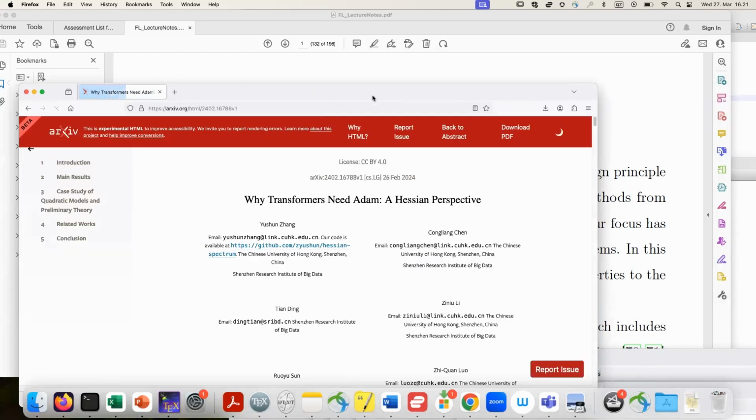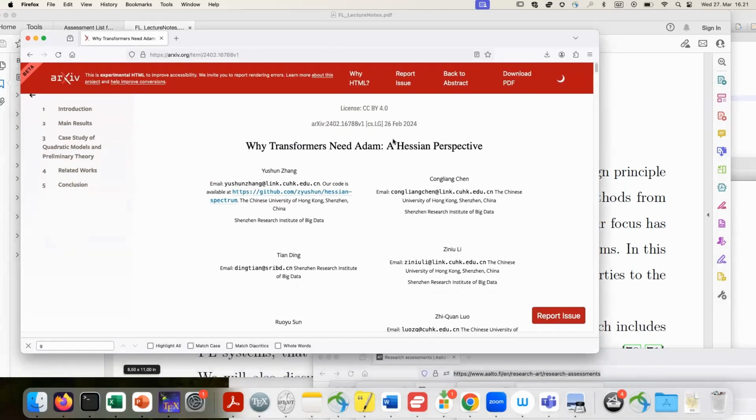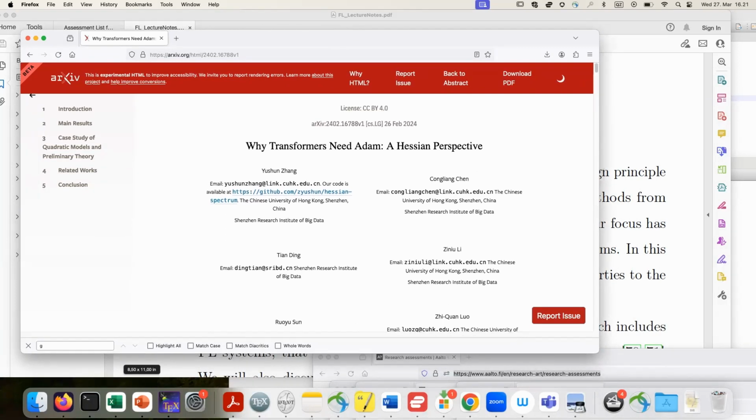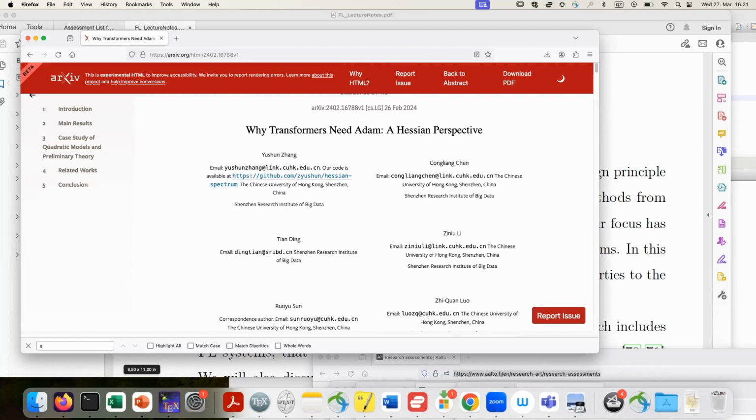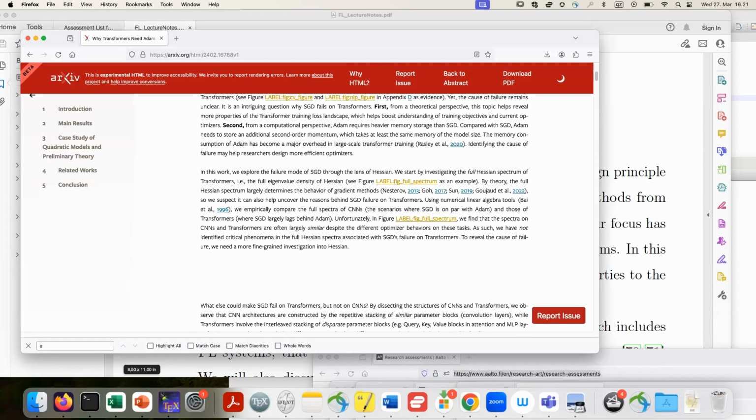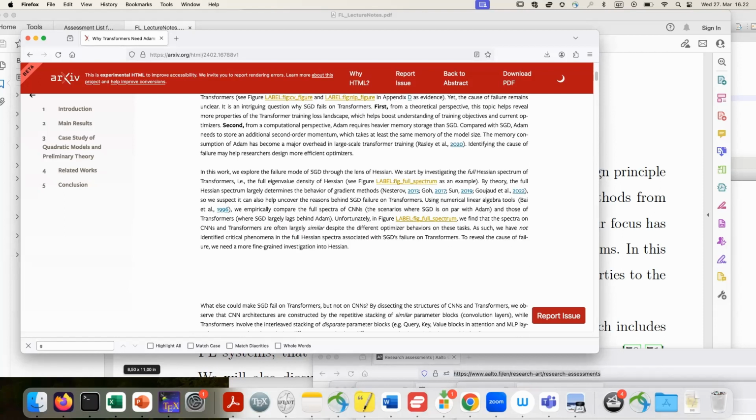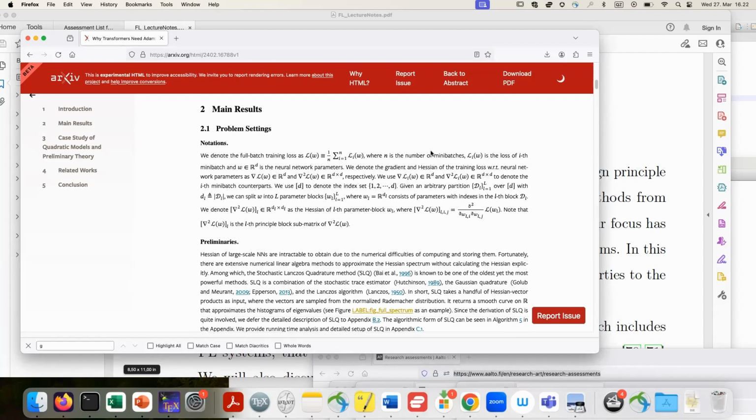So yeah, there's a recent paper: why transformers need a Hessian perspective. So Hessian doesn't mean it comes from the state in Germany, but the Hessian is the Hessian matrix. These are the second order derivatives of the loss function organized into a matrix. And this paper seems to try to, yeah, here is the definition. These are the mixed partial derivatives of the loss function.